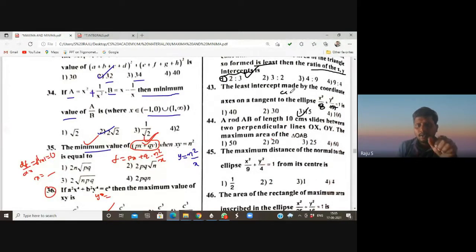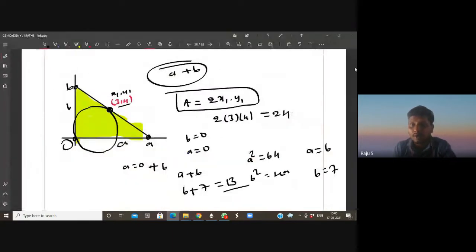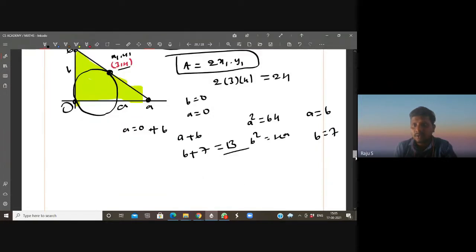Okay, remember the formula. So here, see students, there is a rod AB of length 10 centimeters, between two perpendicular sides OX, OY. See students, what will give the maximum area? A right angle triangle or an equilateral triangle, when you observe. So what will give the maximum area?